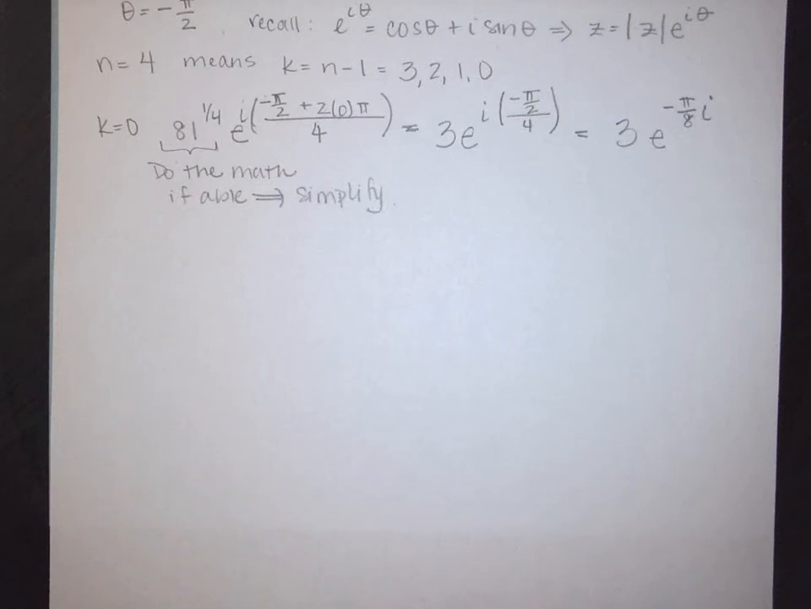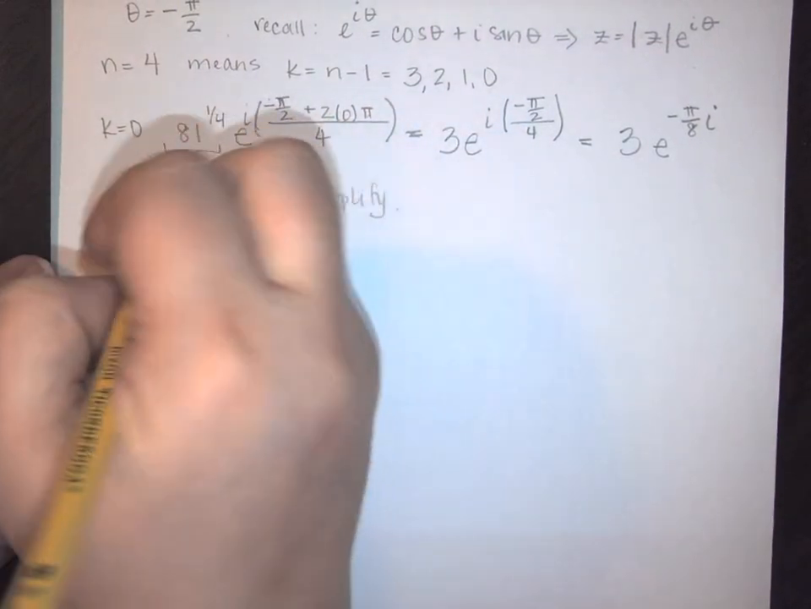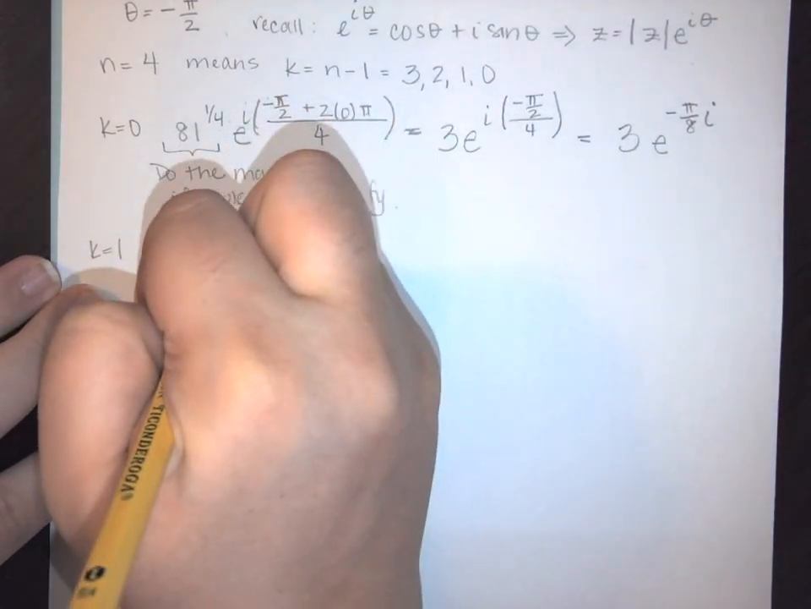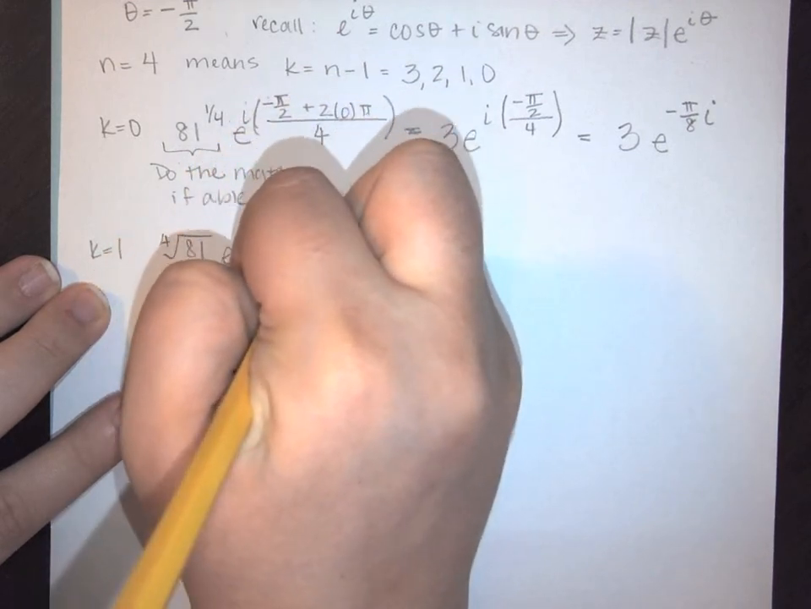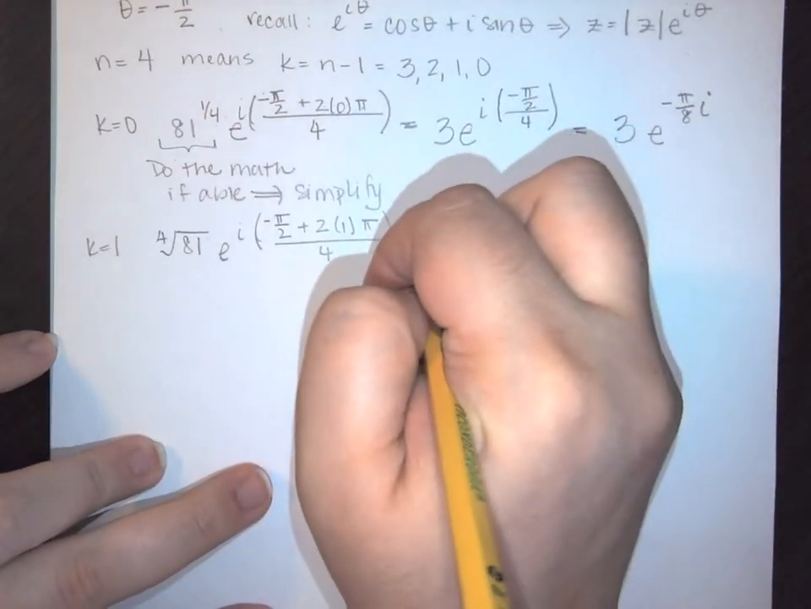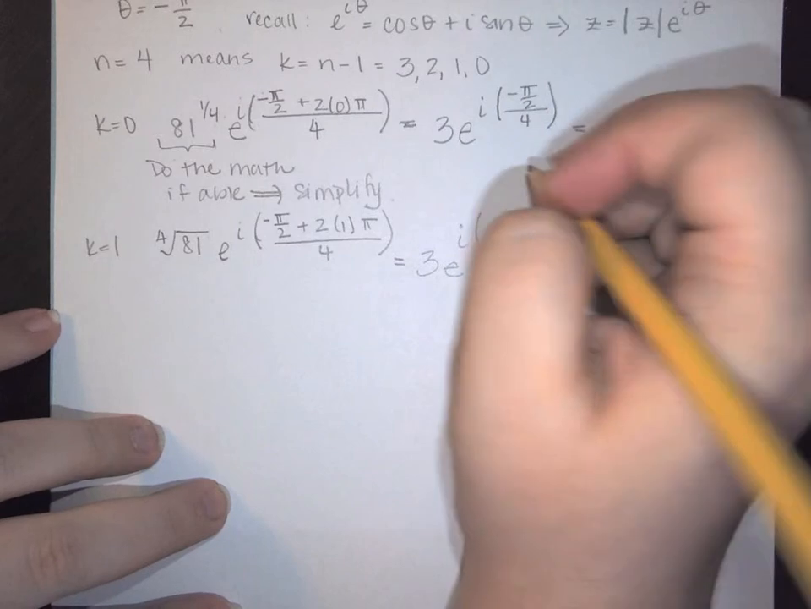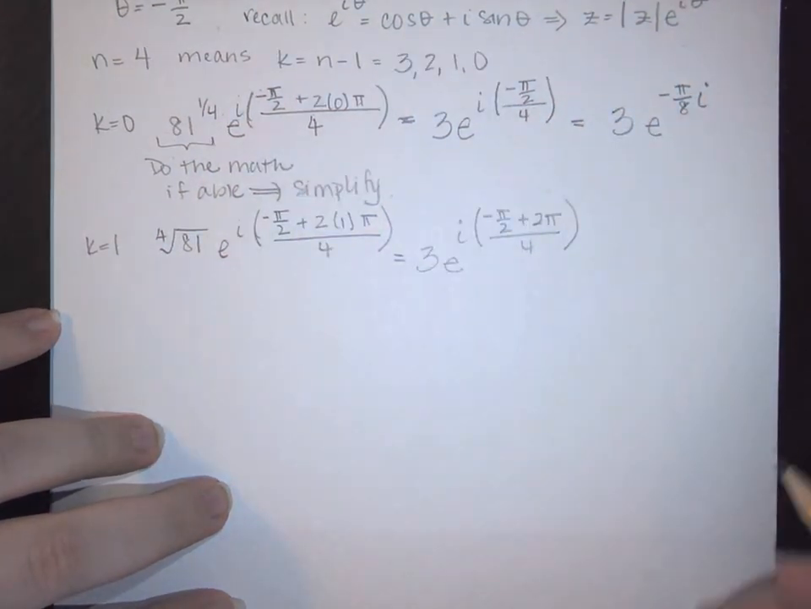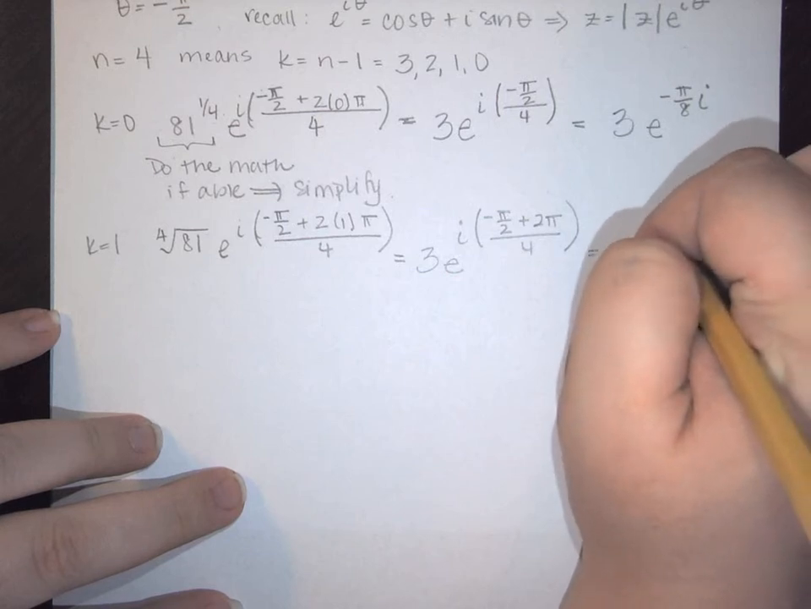Now I have to do k equals 1. So again, I'm going to write this a little bit different, it's going to be the fourth root of 81. So these two are written exactly the same. Now you can see both ways. e to the i times your stuff, which is going to be negative pi over 2 plus 2 times 1 times pi all over 4. We have to reduce, so this again becomes 3e to the i times negative pi over 2 plus 2 pi all over 4. So when we reduce that, you're going to get 3e to the 3 pi over 8i.